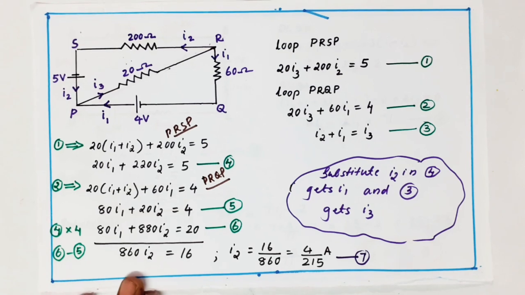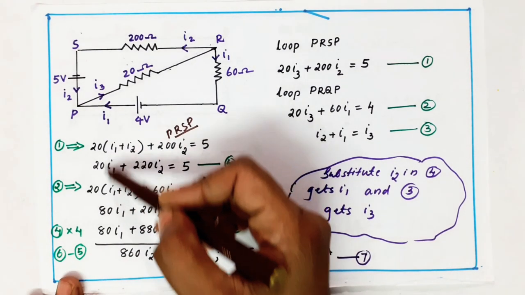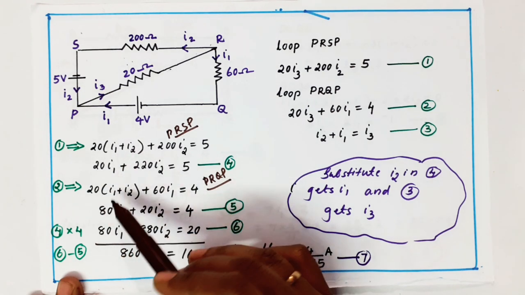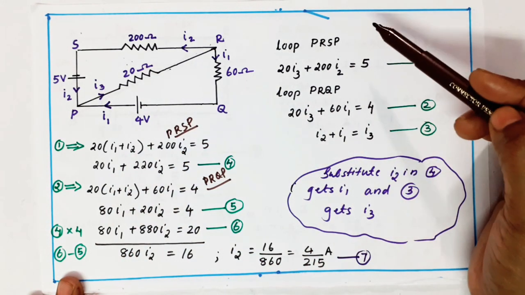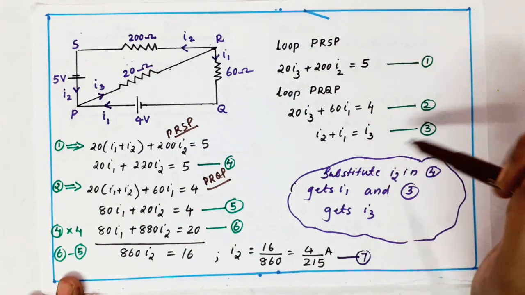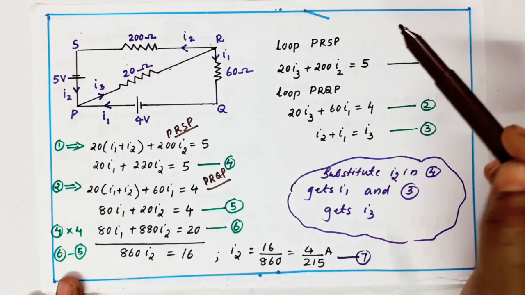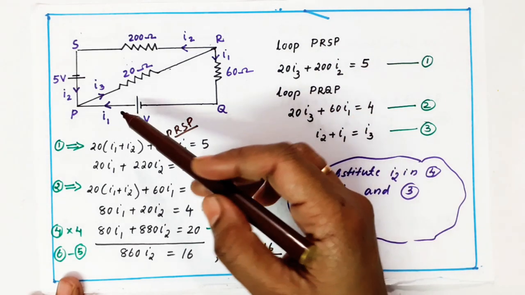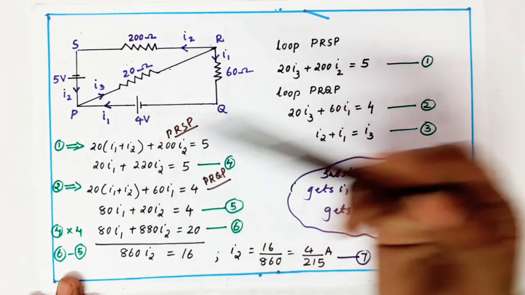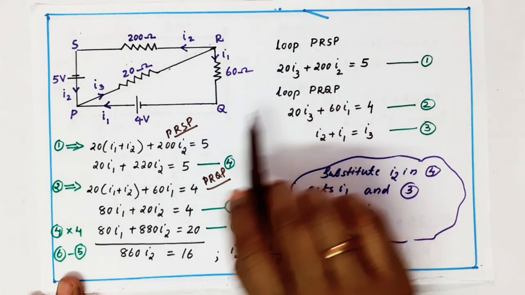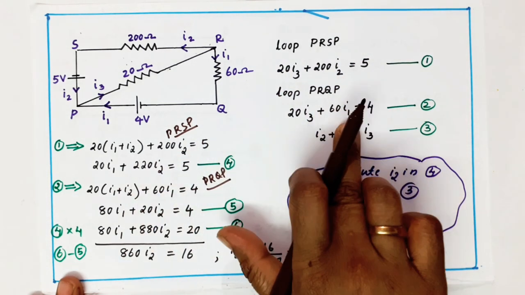So it's very simple. I directly started from here, because you can do it directly from here. Here on the side I have given an explanation. The people who are not understanding can just check it here. This one is not required, because directly you can write I3 as I1 plus I2. So this is the first step. You can do it. If you're not understanding this part, you can just look at here.